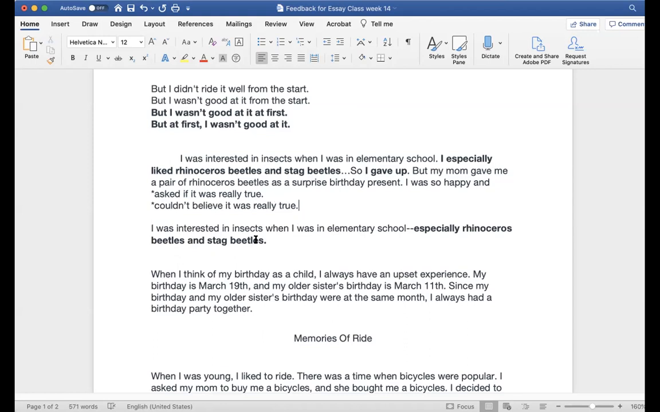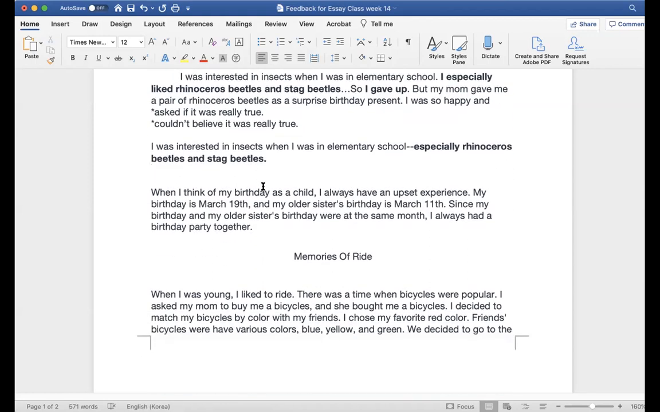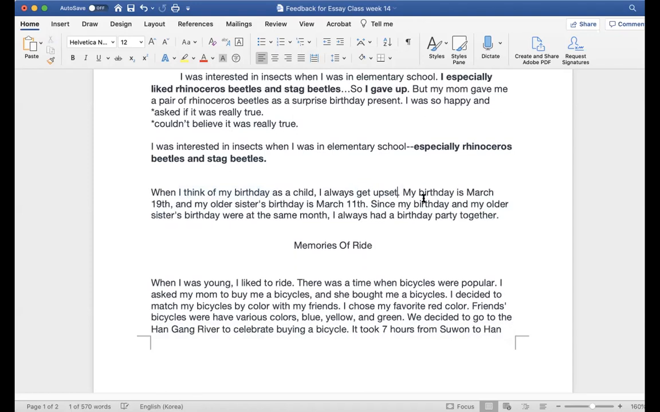Okay, let's go down here then. When I think of my birthday as a child, I always have an upset experience. Okay, so you're talking about when I think of my birthday, and you're talking about how you feel when you think of your birthday. So what I would say here is I always get upset. Right? When I think of my birthday as a child, I always get upset. So you're thinking back to the past, but talking about how you feel now.